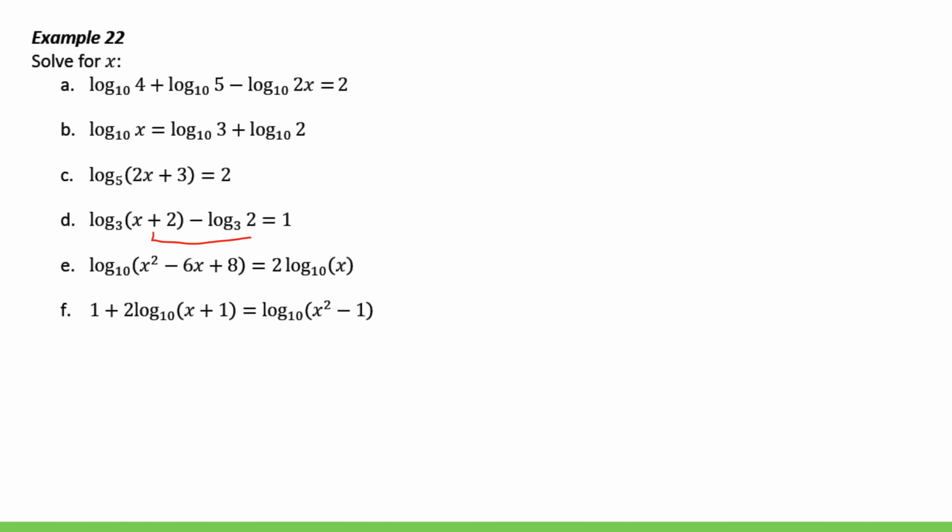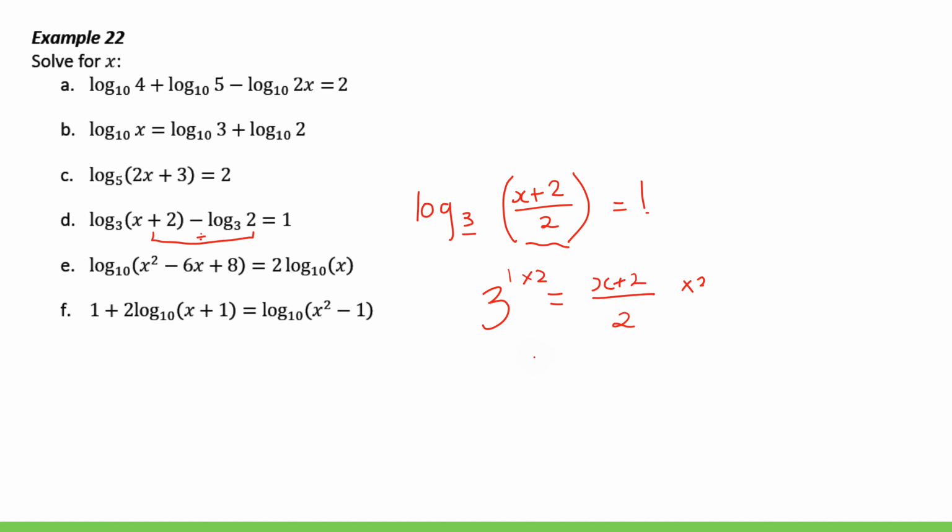Same idea here, I'm subtracting, therefore I'm going to divide these inside values. And then use my rule. The base of 3 to the power of that answer is equal to my inside value. I'm going to multiply over the 2, so that will be 6. So it's not the power times 2, it's just the actual value times 2. And then take that 2 over to give me x is 4.